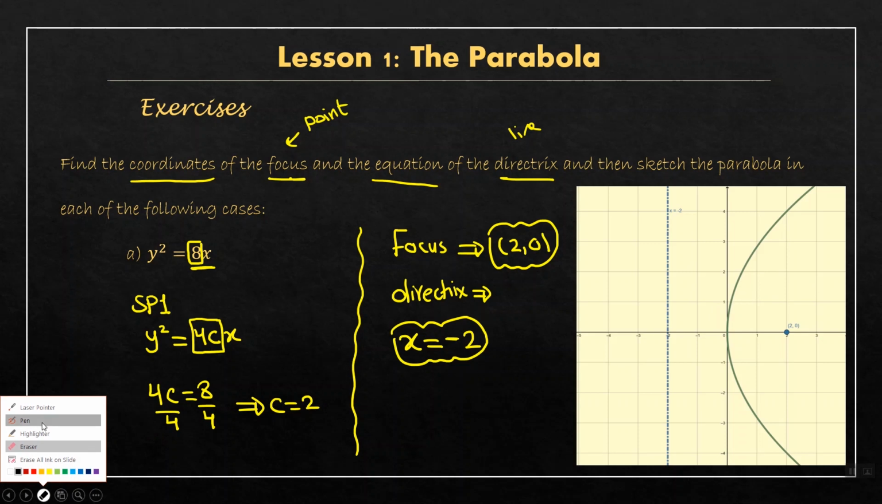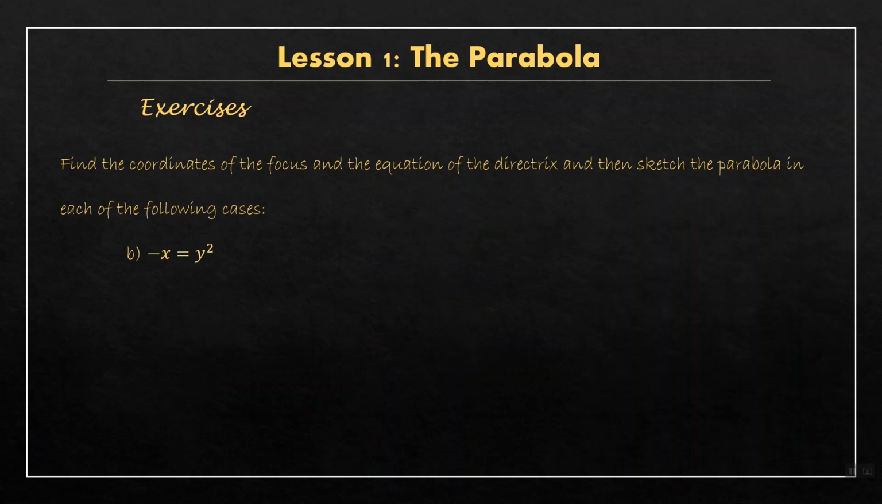So I trust that this is also not hard. This time they're giving us the equation of the parabola and they're asking us for the focus and the directrix. Let's do another one. Find the coordinates of the focus and the equation of the directrix, and then sketch the parabola in the following cases. Minus x is equal to y squared.